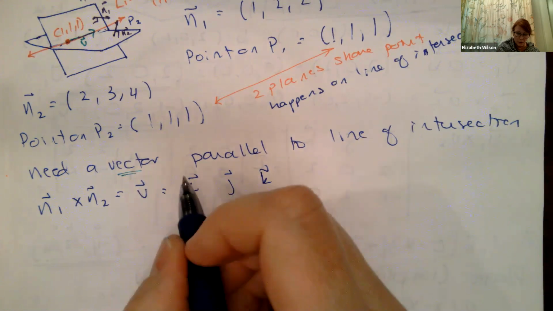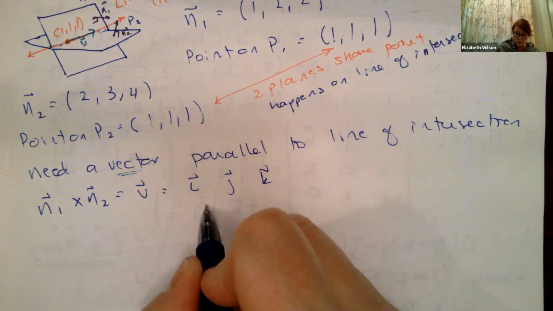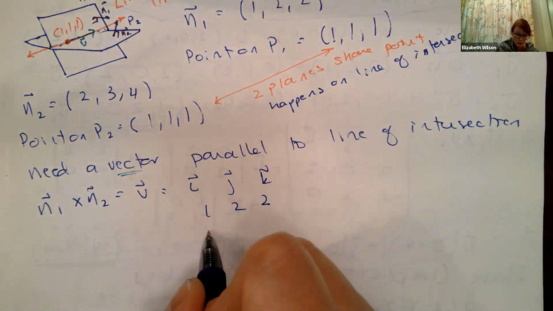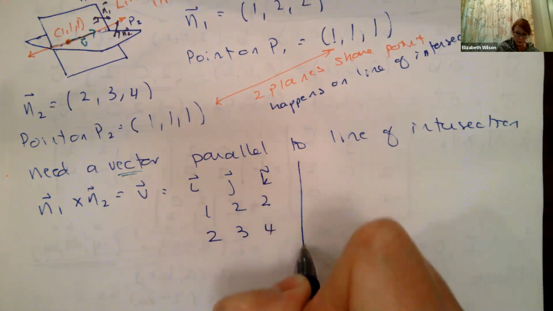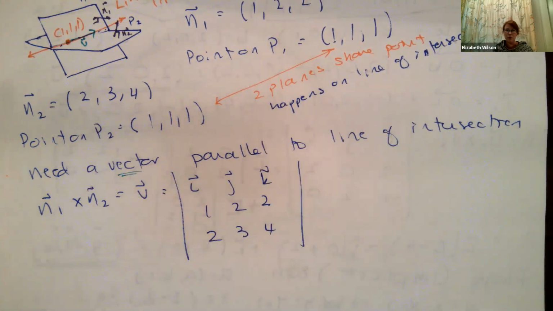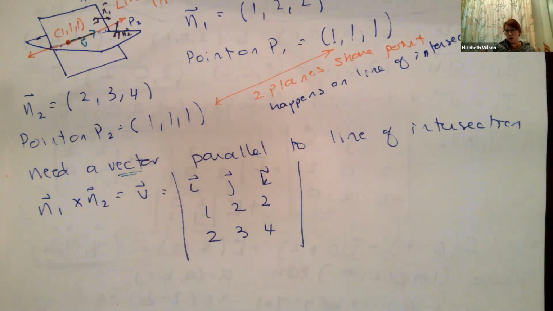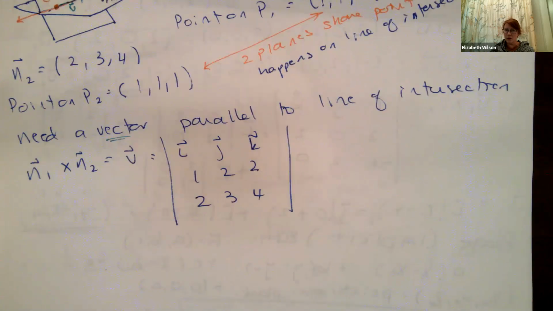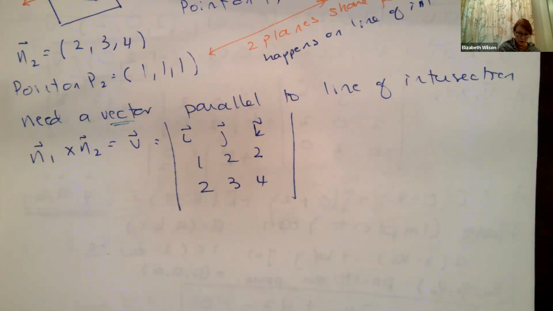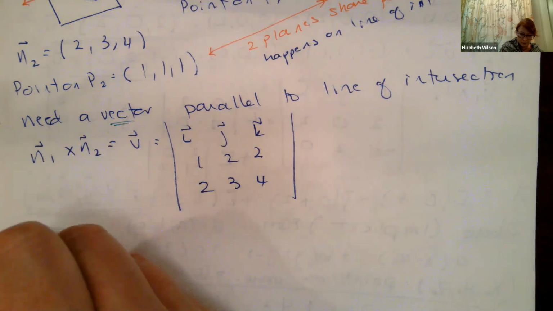It doesn't matter. Okay, so n1 is 1, 2, 2, and n2 is 2, 3, 4. These are our normal vectors that we pulled out from before. I'm going to do the cross product, and you guys can do it too, and then we'll compare our answers. So this is going to look like i.